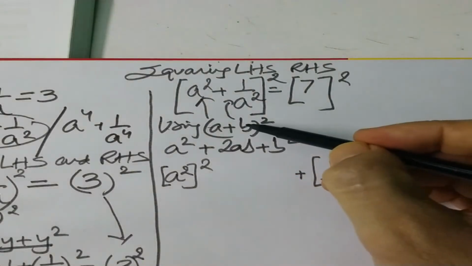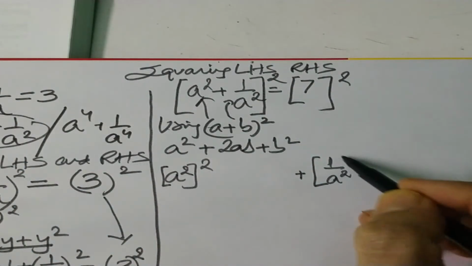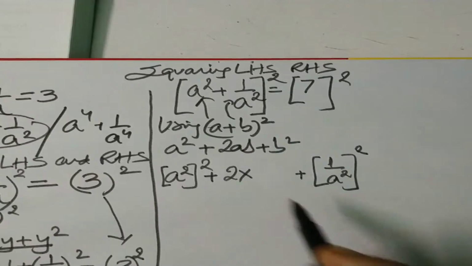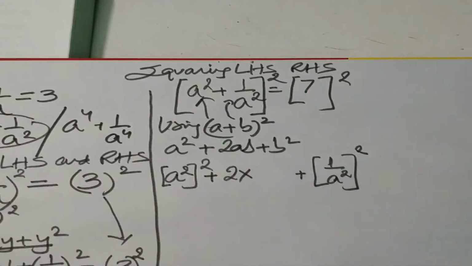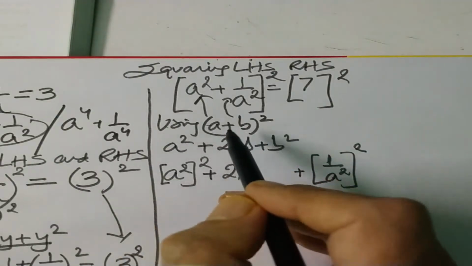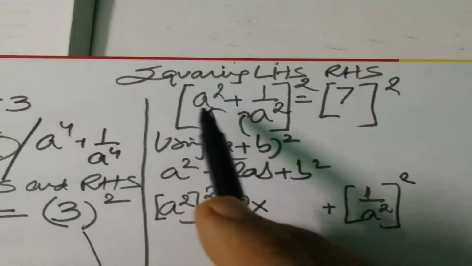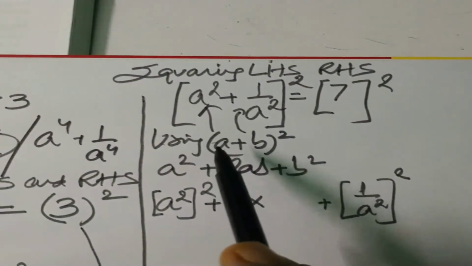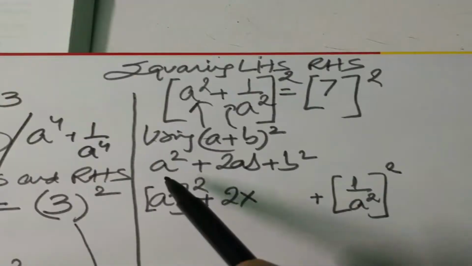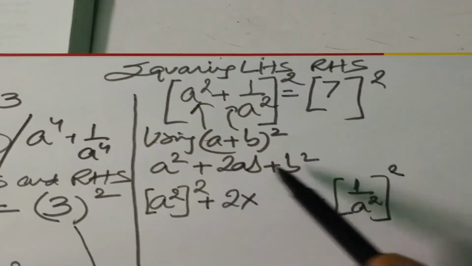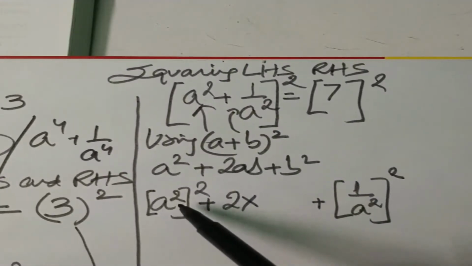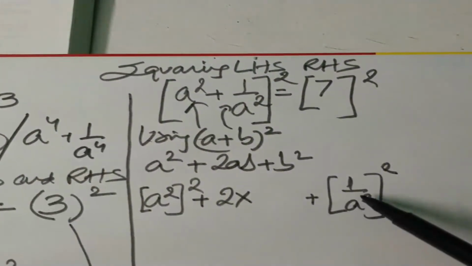So what is b? b is the second term, so (1/a²)². Now in between I have to write 2 into a into b. What will be a into b? You have to keep this in mind, that the first term and the second term are used as a and b. First term is a, second term is b. So the formula is a² + 2ab + b². So I have written a as the first term squared, b as the second term squared.